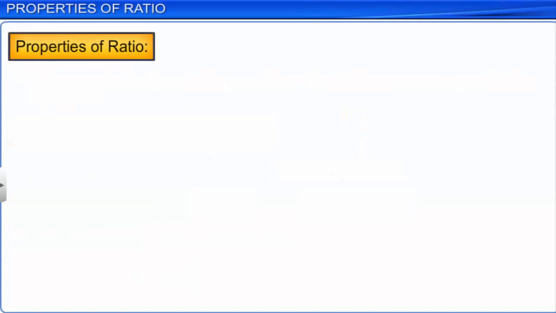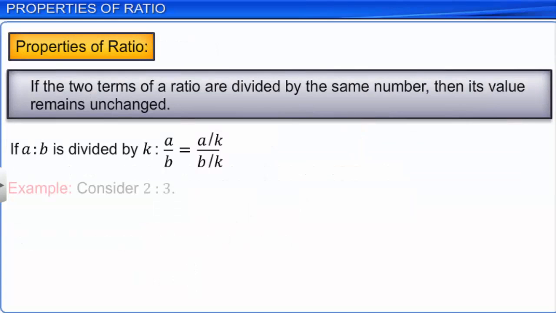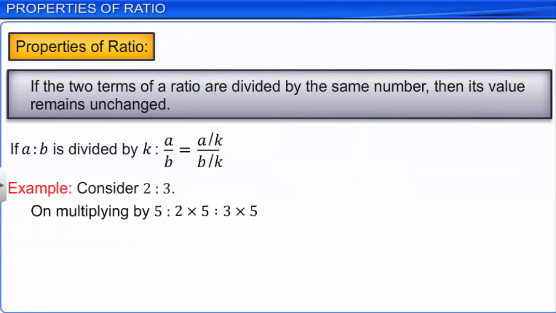Now, let's look at two important properties of ratio. If the two terms of a ratio are multiplied by the same number, then its value remains unchanged. That is, if the antecedent and consequent of a ratio are multiplied by a number k, then its value remains unchanged. Let's consider the ratio 2:3. On multiplying the antecedent and consequent by 5, we get 10:15. Clearly, it is equal to 2:3.